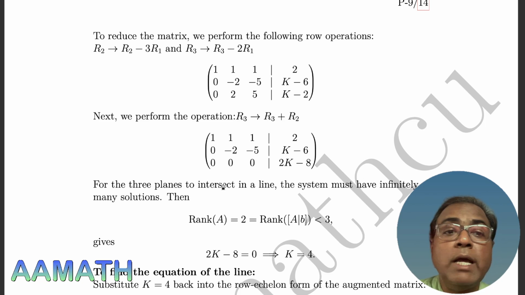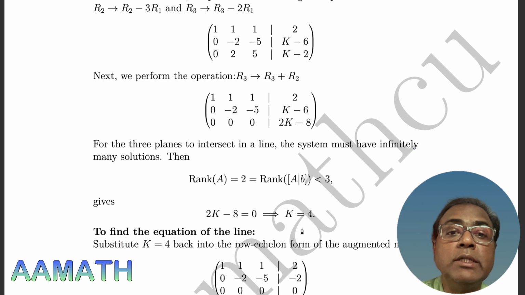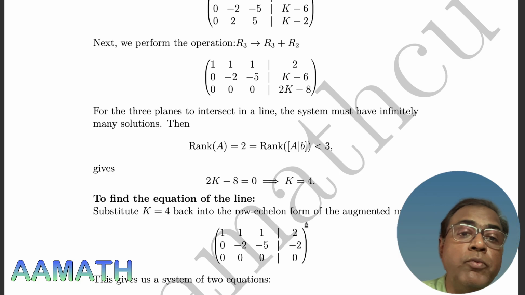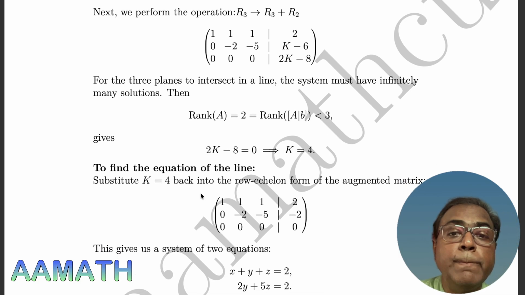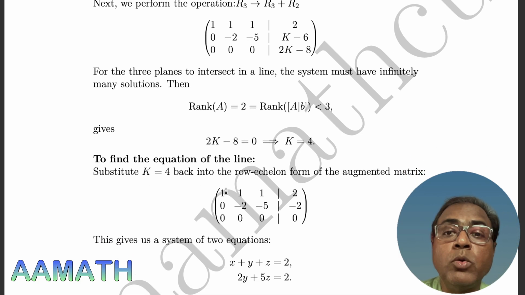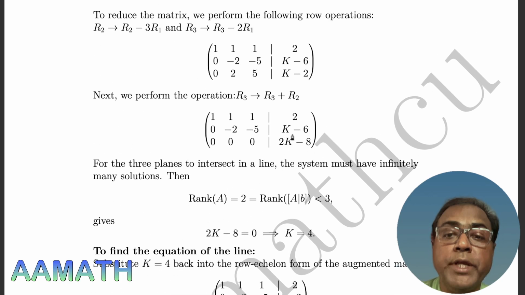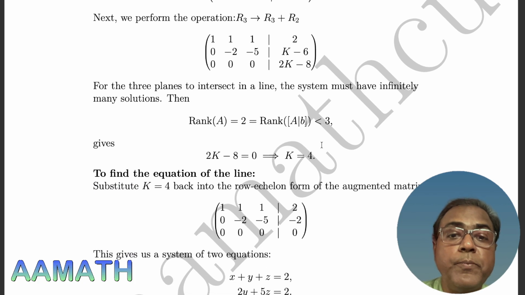Because the system has infinitely many solutions when the planes intersect in a line, every point on this line is a solution of this system. So 2k minus 8 must be 0. So k equal to 4. Now I want to find the equation of the line. Put k equal to 4 back into the row reduced equivalent form of the augmented matrix. So 4 minus 6 is 2, 2 times 4 is 8, and 8 minus 8 is 0.